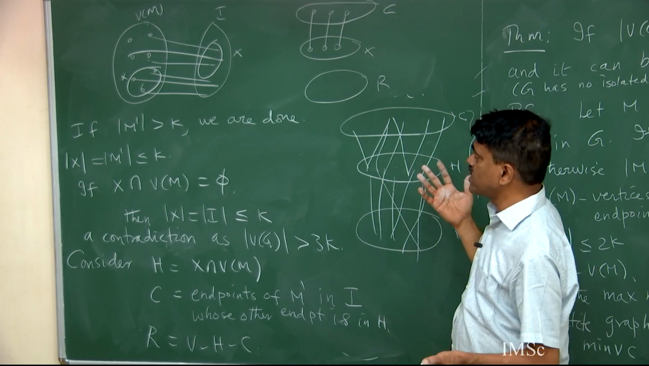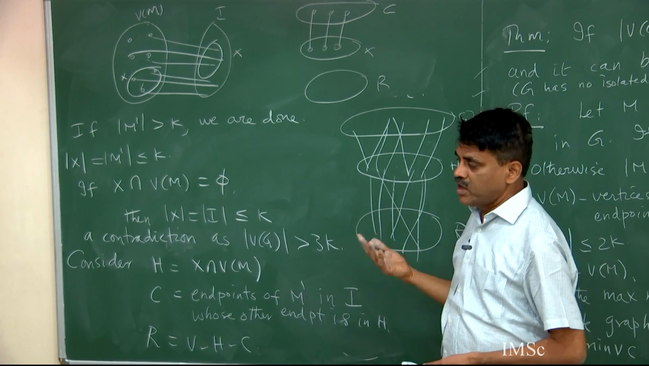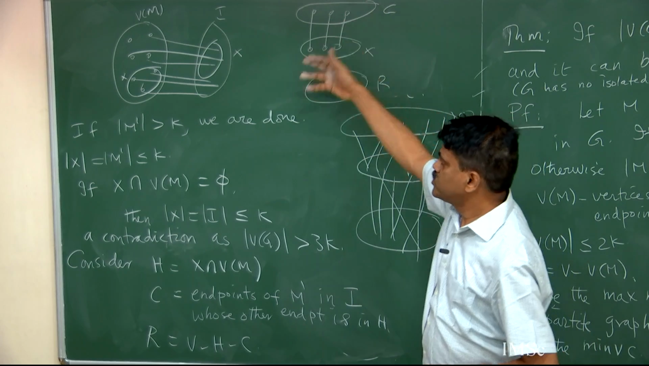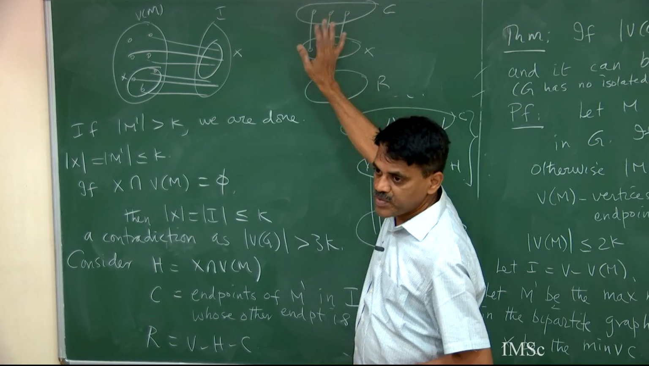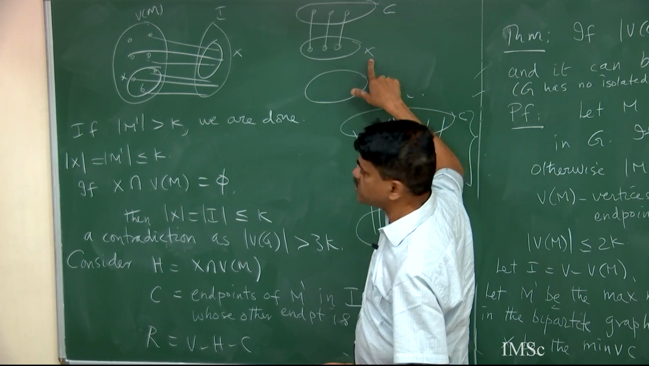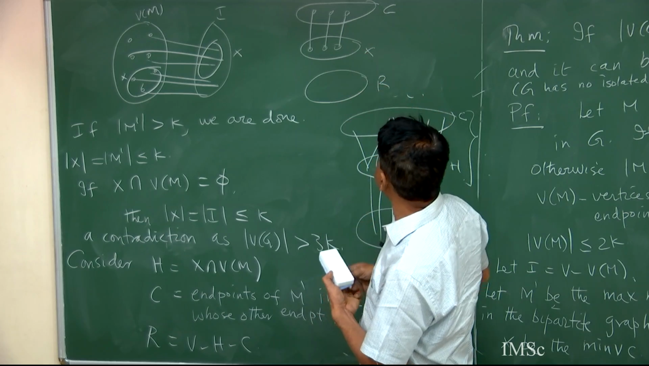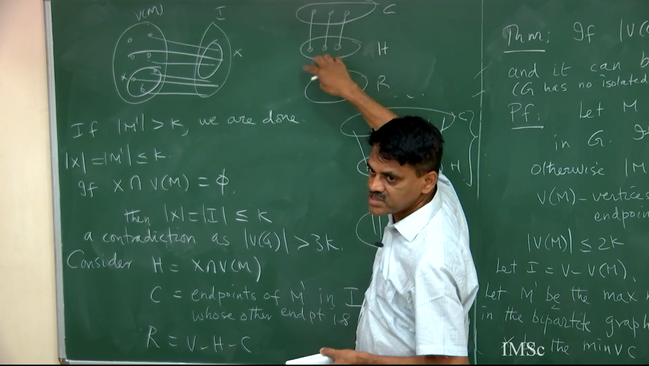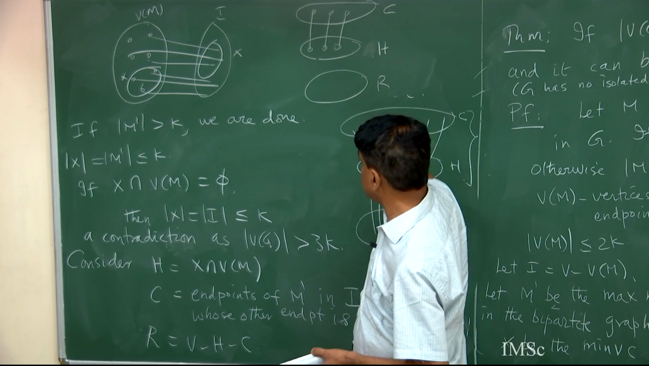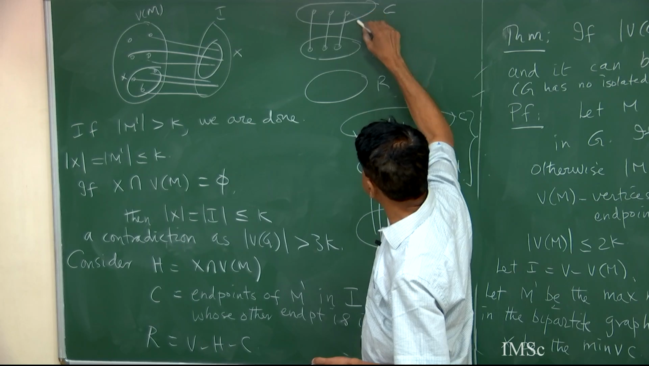So let's go through the conditions of crown. C is independent, sure, because the other endpoint is sitting in I, so that induces an independent set. There is a matching that saturates the head. This is the head. Sure, by definition there is a matching that saturates all of this. There is no edge like this is the next condition.